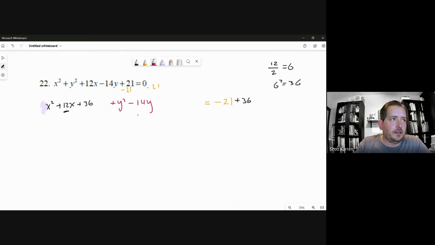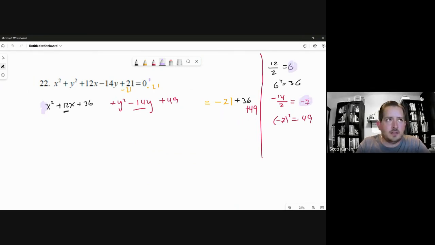And then for my other guy here, if I take negative 14 and divide it by 2, I get negative 7. But if I take that negative 7 and square it, I get 49. So I'm going to add 49, and then, of course, add 49. But again, keep an eye on these numbers, the 6 and the negative 7. They're going to come back.